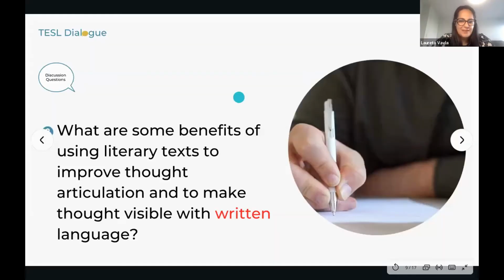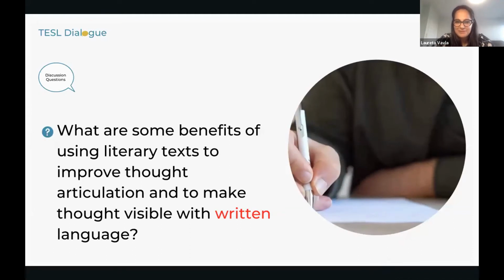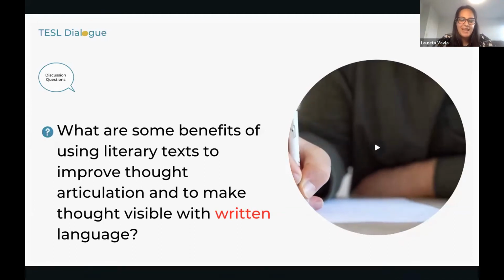Yeah, exactly. Thanks so much, Alice. Loretta, I think we'll move on now. Yes, and we're ready. So, written language. What are some benefits of using literary text to improve thought articulation and to make thought visible, that you just mentioned, with written language?